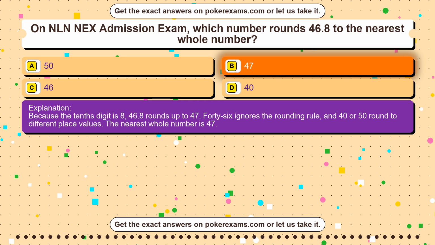46 ignores the rounding rule, and 40 or 50 round to different place values. The nearest whole number is 47.